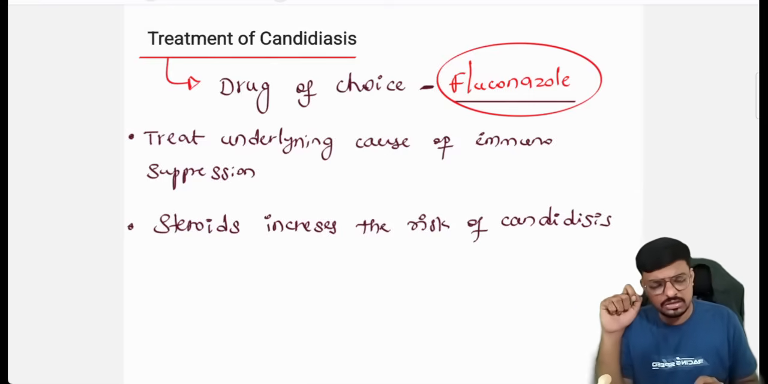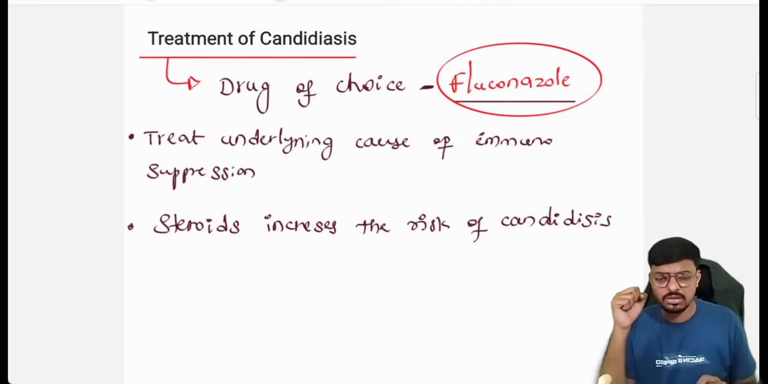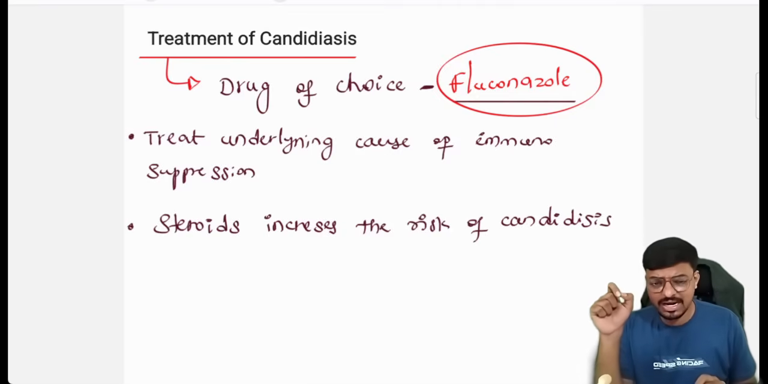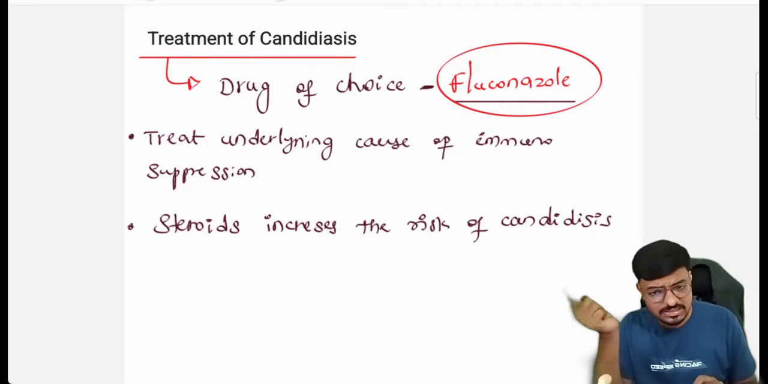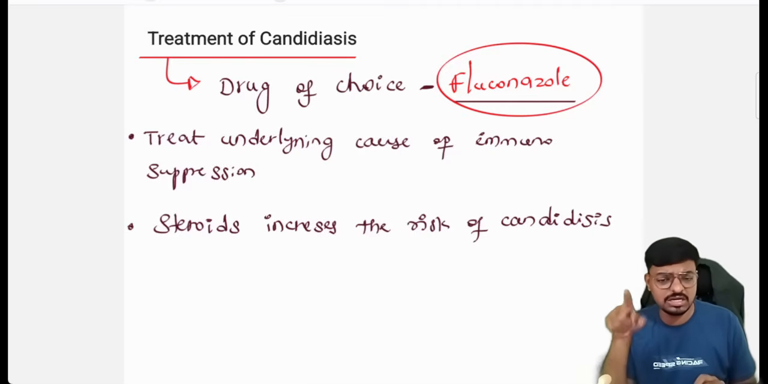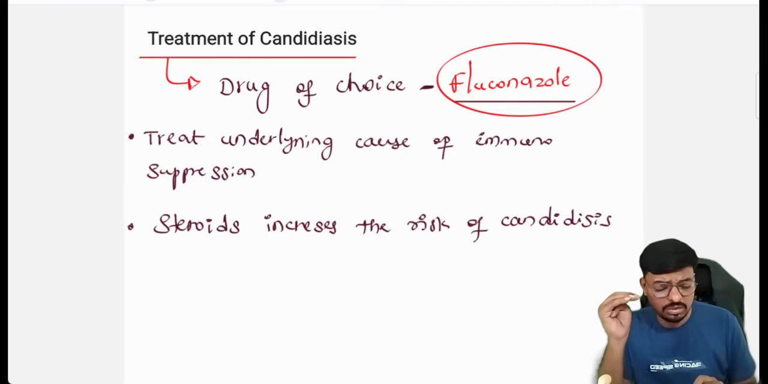Why? Because this oral candidiasis or vaginal candidiasis is happening due to immunosuppression. We are just treating the candidiasis, we are not treating the immunosuppression state here. So again there is a risk of recurrent candidiasis. That is the reason management of the underlying cause is also important. Along with that, our target of treatment in candidiasis should be to improve the immunity.